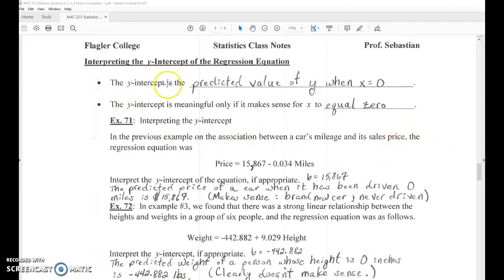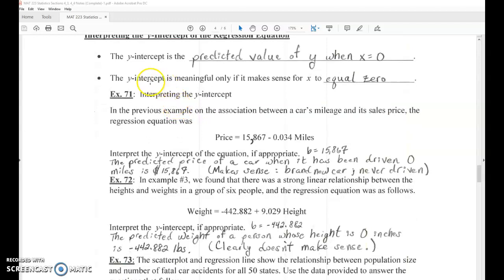So the y-intercept is simply the predicted value of y whenever x is equal to 0, right? Think about that. When a line crosses the y-axis, x is equal to 0. So it's just what we're going to use the regression line to predict y. So it's just the predicted value of y when x is equal to 0. Now, sometimes that doesn't mean a darn thing. It's only meaningful if it makes sense for x to equal 0.